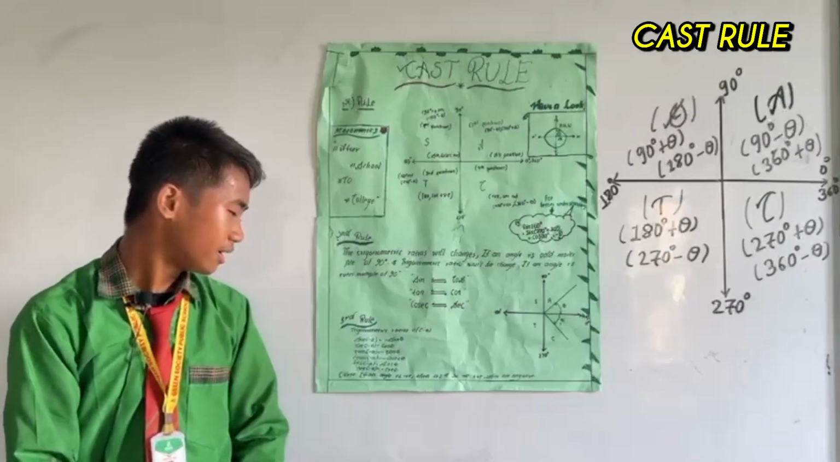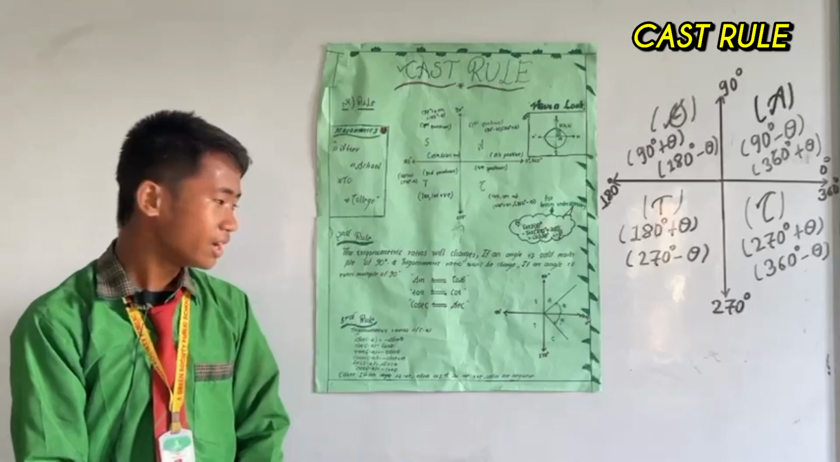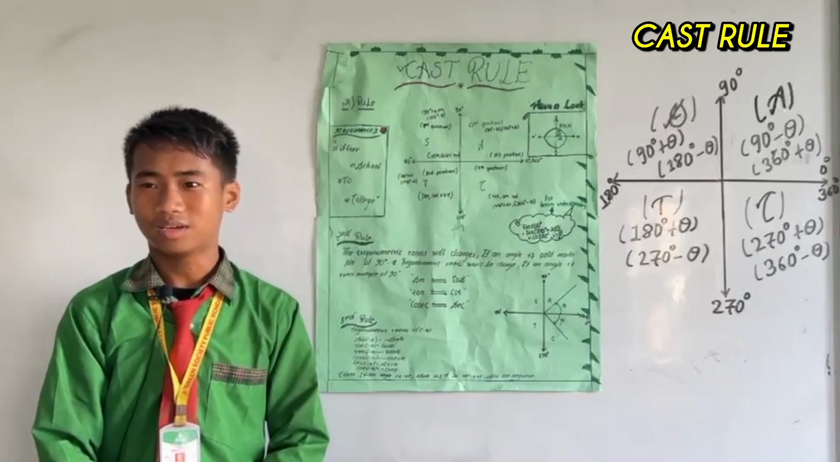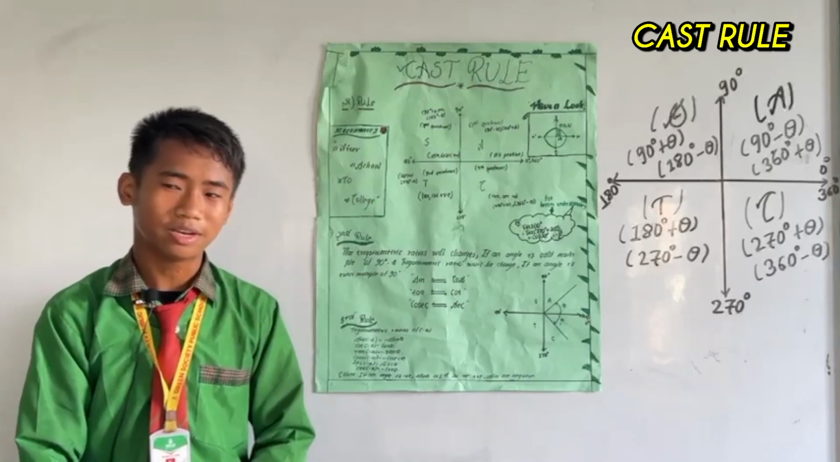For the third rule, if the angle of a trigonometric ratio is negative, it lies in the fourth quadrant, which means except cos and sec, all the trigonometric ratios will be negative.